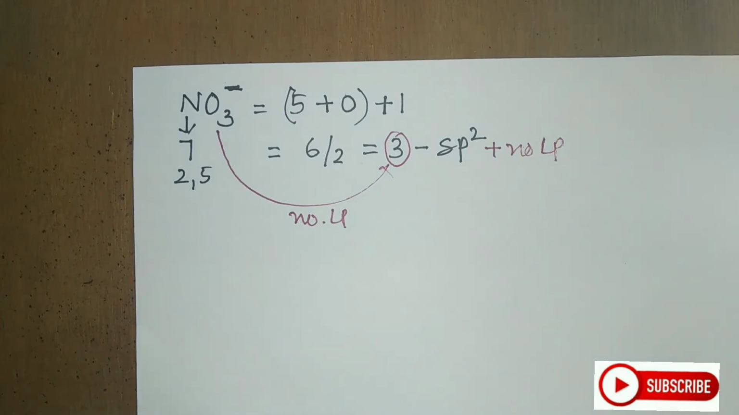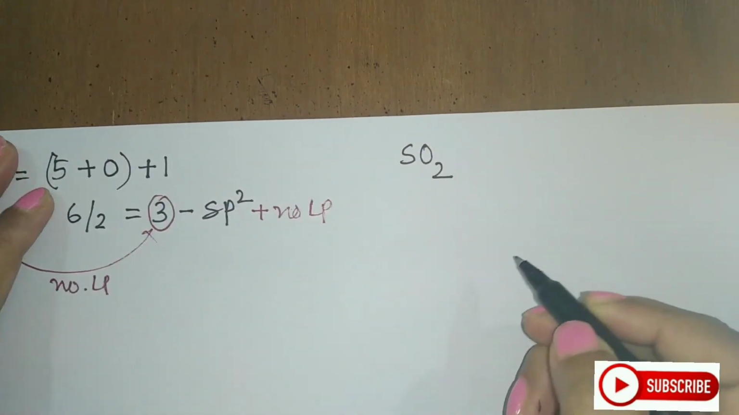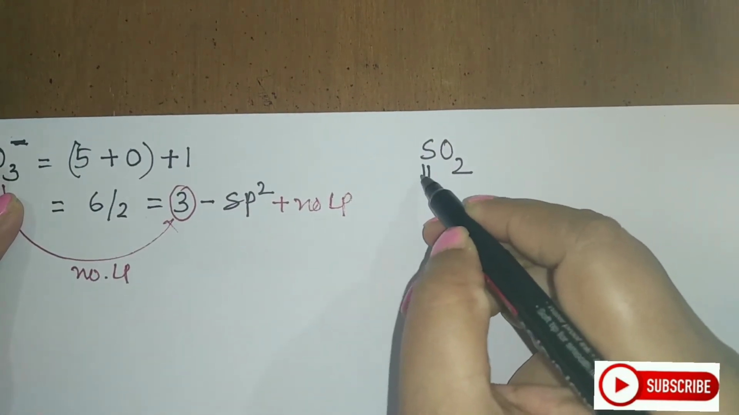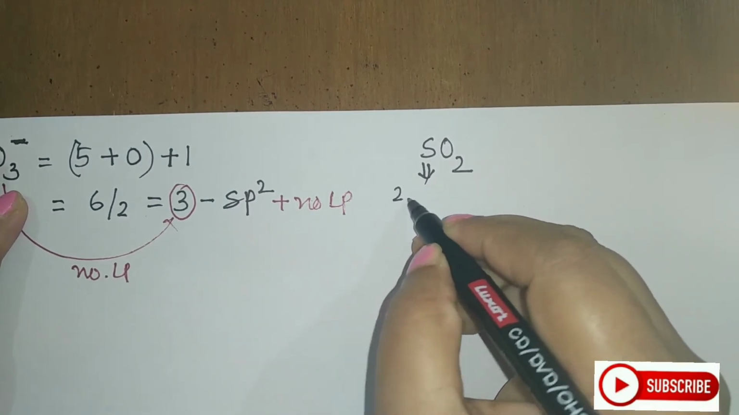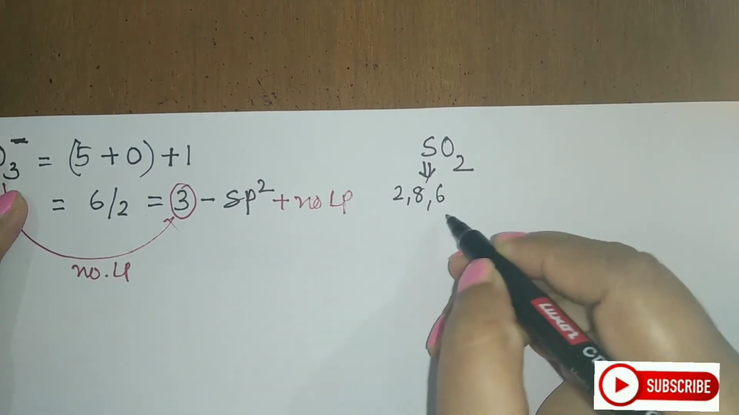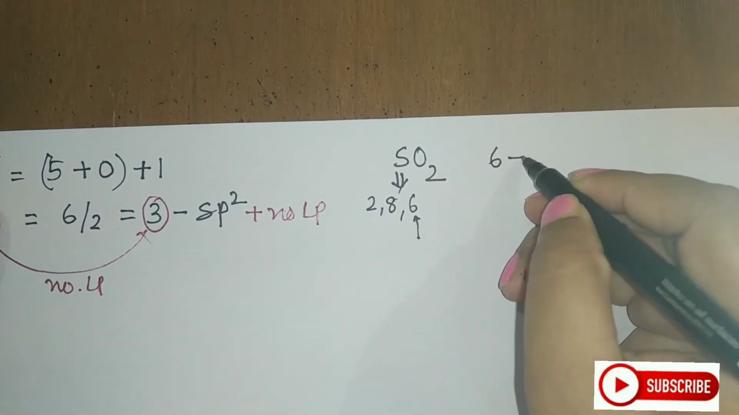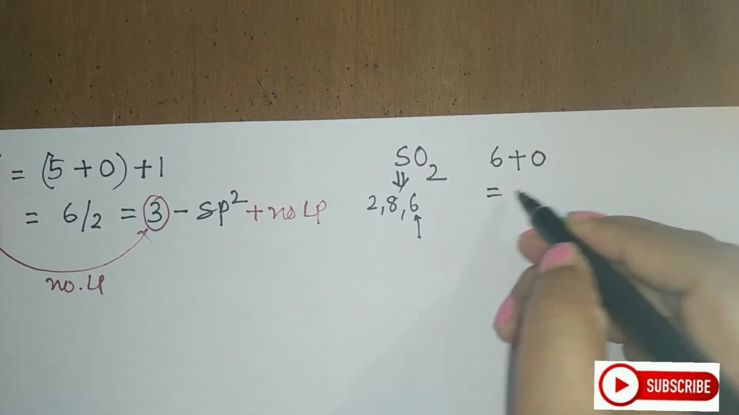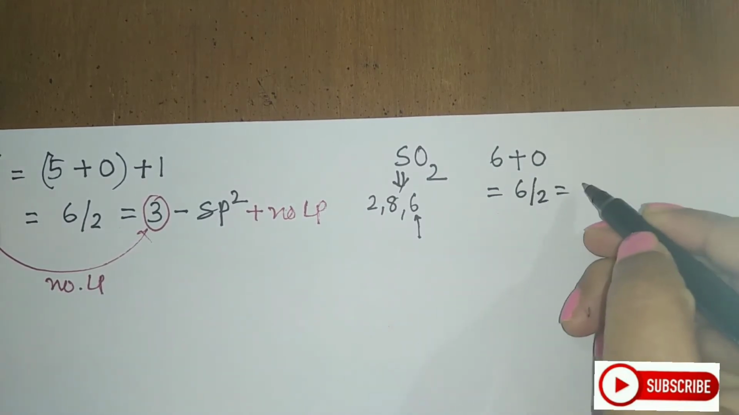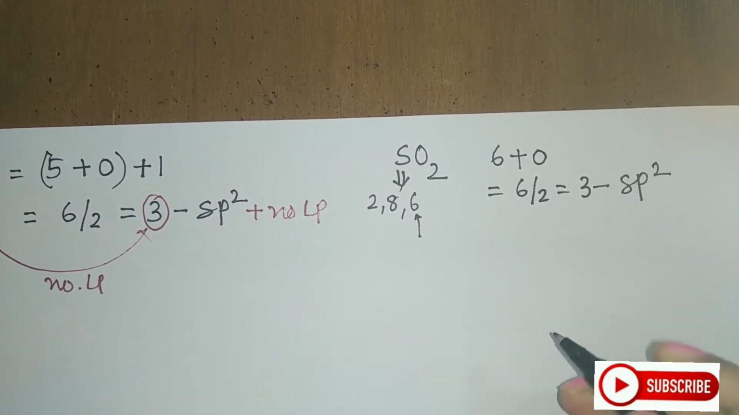Let us try the most known molecule, and that is the SO2 molecule. Students, you know sulfur is from the oxygen family, and its atomic number is 16. So its electronic configuration is 2, 8 and 6. So its valence electrons are 6. So add 6 plus, this is divalent, so I will add 0 here. This will give me 6 divided by 2, which is 3, means it will undergo sp2 hybridization.